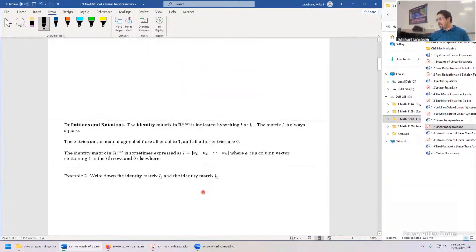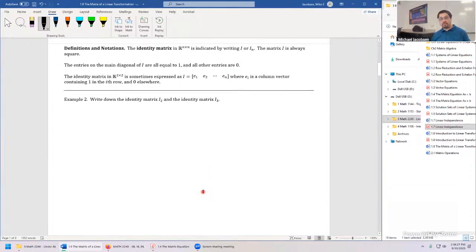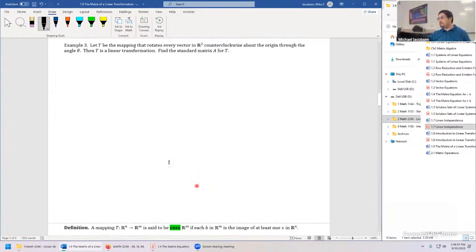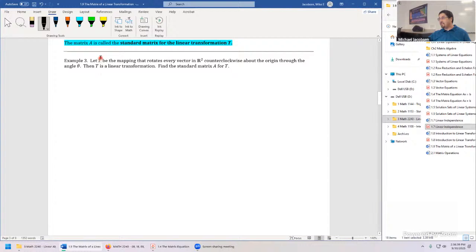And so we need a bit of notation and a good theorem that's going to assist us, depending on how the transformation is defined. It was defined in a nice way. It told us exactly what it did to X1, X2, X3. If we go down to this one, it's less nice. It says T is the mapping that rotates every vector in R2 counterclockwise about the origin through the angle theta. This is linear. You're going to have to take my word for it.